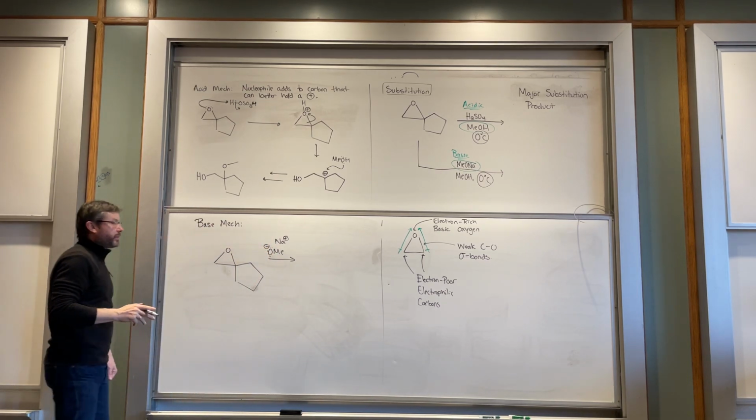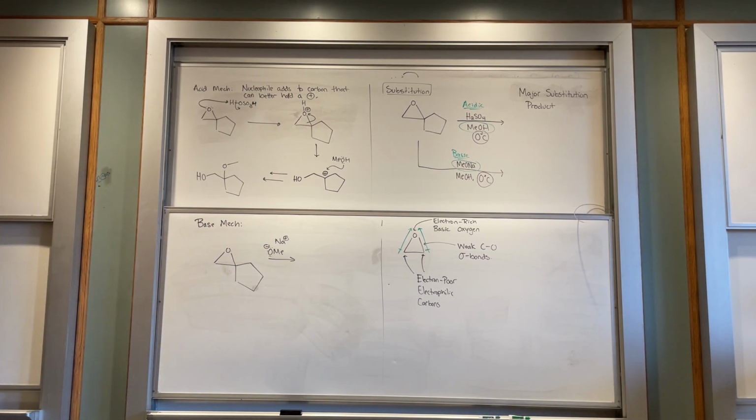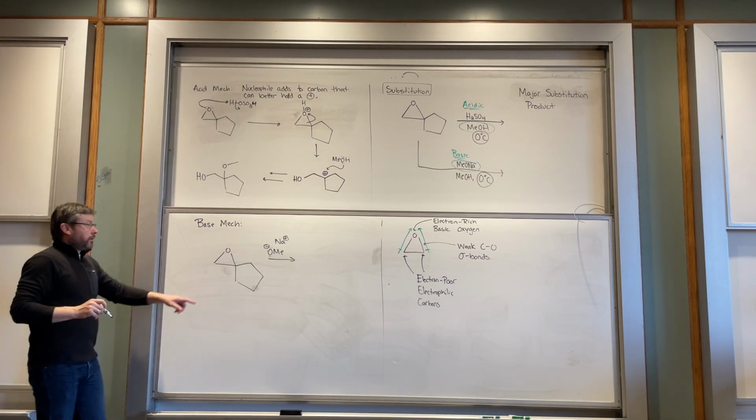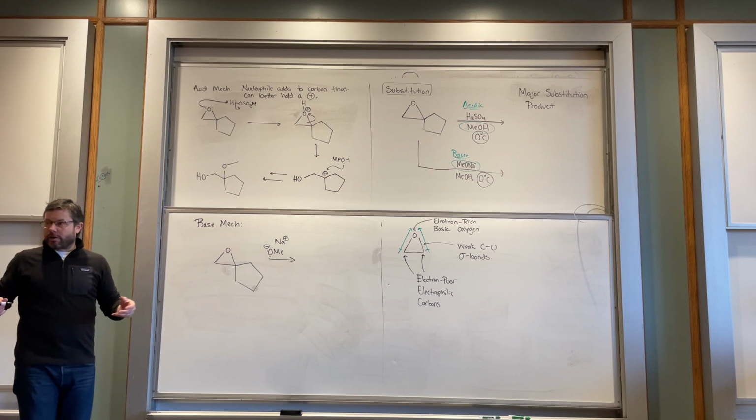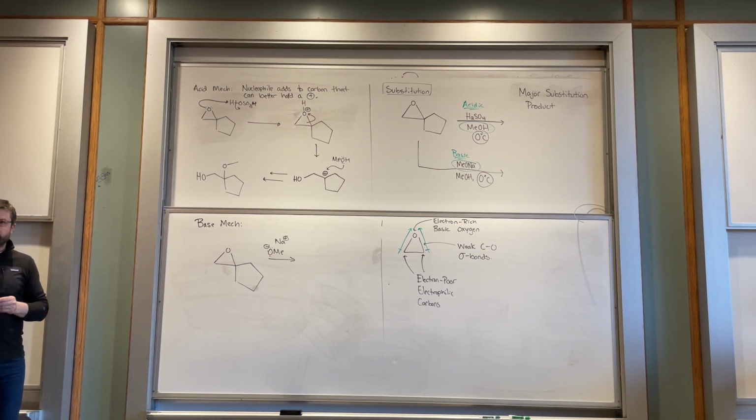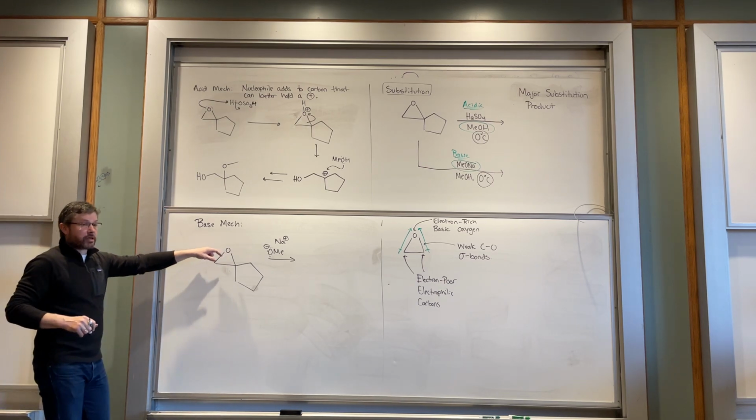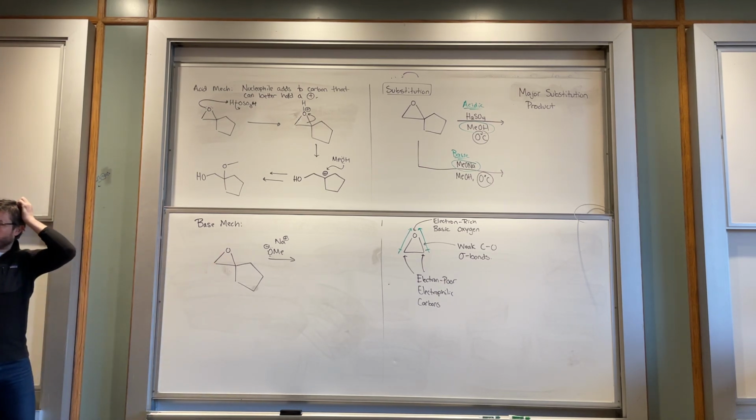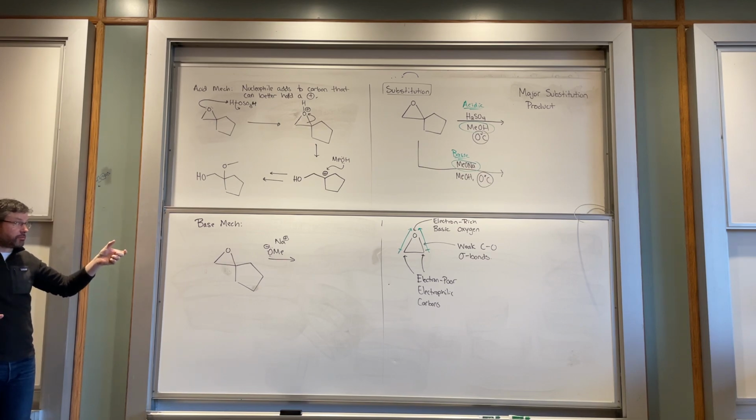Right, so if we think about basic conditions, here we don't have an acid, so we're not protonating the oxygen, and so we're not forming carbocations. That oxygen's not going to just leave the epoxide, it's not going to break open on its own without protonating the oxygen first or activating it somehow. So we have a base or a nucleophile in this case, and where's that nucleophile going to go?